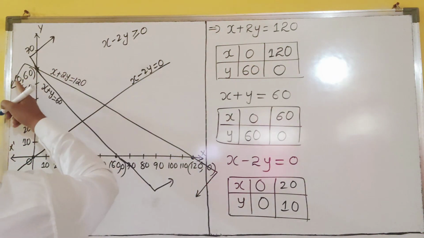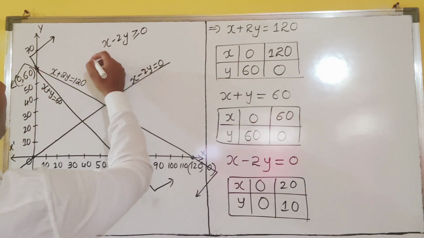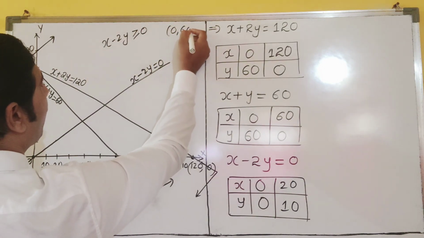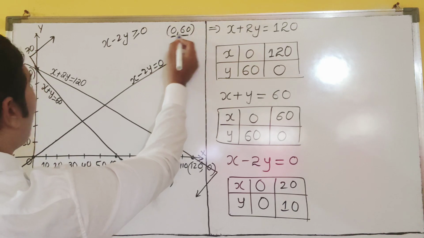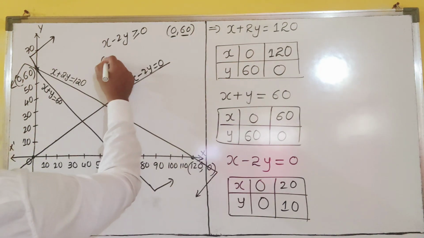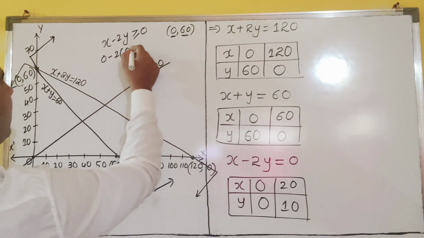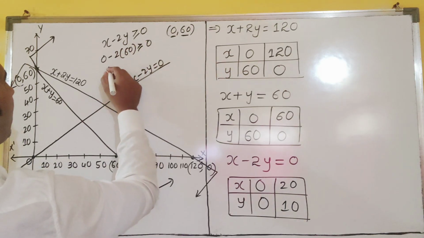So now let us see, we'll put this 0,60. One point is taken as what? 0, comma 60. X is 0. Y is 60. So now you put 0, 2 into 60. So now how much you will get?